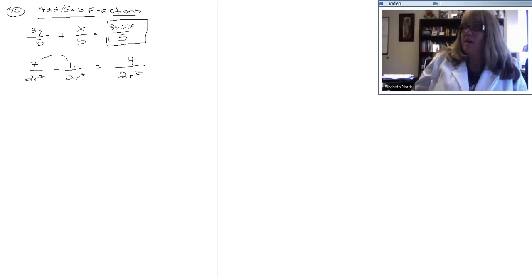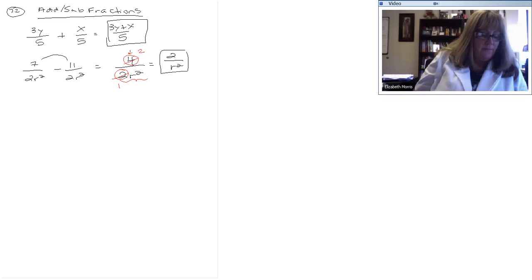4. Now, this is not done because all of this is being multiplied, and that's just one thing single. So everything is being multiplied. We don't have to put parentheses around anything, and we can reduce. And I've got a 4 and a 2, which becomes a 1 and a 2. So you got to remember to always reduce. And that gives me 2 over r squared.